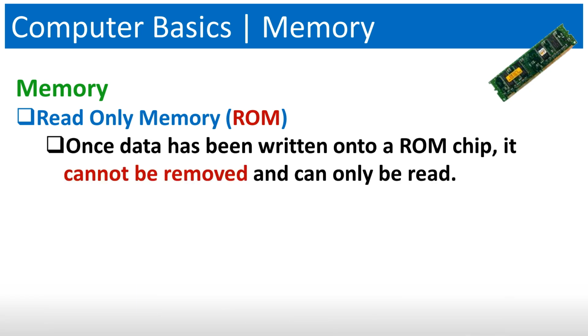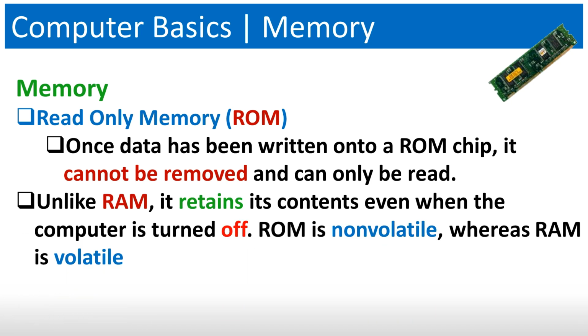The second type of memory that we need to know about is read-only memory, ROM. The ROM chip is used mainly for BIOS and firmwares. Once you write data to it, it cannot be removed and can only be read after that. And even if you turn off the computer, turn it back on, the data will still be there. This is needed by most motherboards and hardware systems to boot up. ROM is known as non-volatile, whereas RAM is volatile because it loses its data.